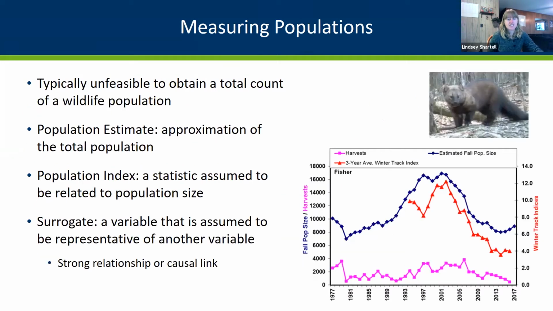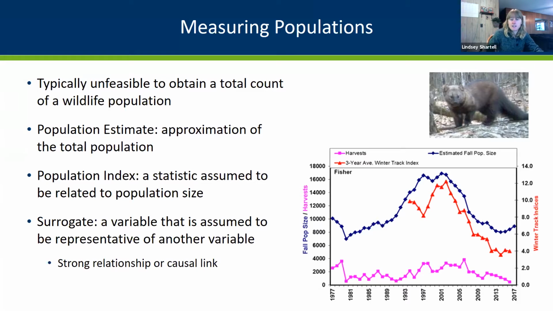So it's typically unfeasible to obtain a total count of a wildlife population, except in very rare cases. So scientists use a population estimate to approximate the total population, understanding that there will always be some uncertainty around this estimate. When the population cannot be estimated, a population index can be very valuable. This is a statistic assumed to be related to the population size and reflective of any change in population. Another option is to use a surrogate, which is a variable that is assumed to be representative of another variable, and it should have a strong relationship or causal link to the population.